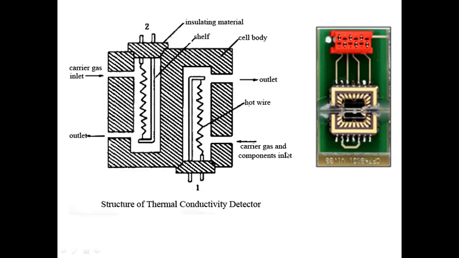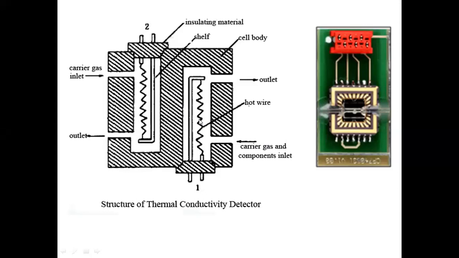Similarly, when the carrier gas is carrying the solute molecule and the solute molecules along with the carrier gas reach this Wheatstone bridge or this hot filament, the solute molecules generate some change in the thermal conductivity. The difference between the thermal conductivity before and after entry of the solute molecule to the Wheatstone bridge is recorded by means of an amplifier. This detector functions by measuring the conductance property of the solute.